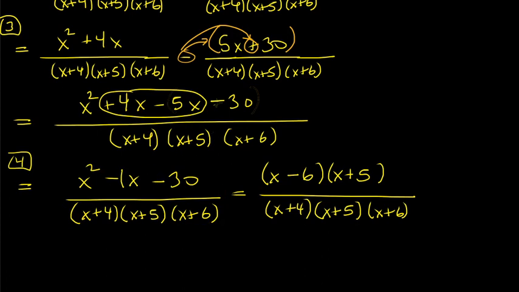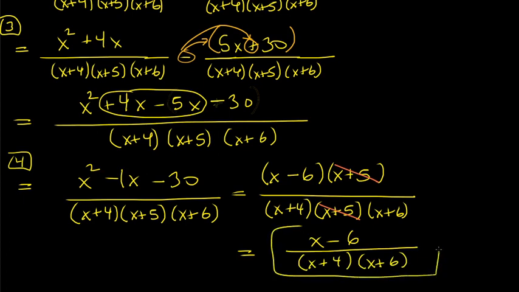And now there's only one thing left to do. Yep, cancel the x plus 5, because that's our common factor. So the numerator is just x minus 6. Parentheses are optional there. We don't need them. And then the denominator is x plus 4 times x plus 6. And here you do need the parentheses. And that's it.